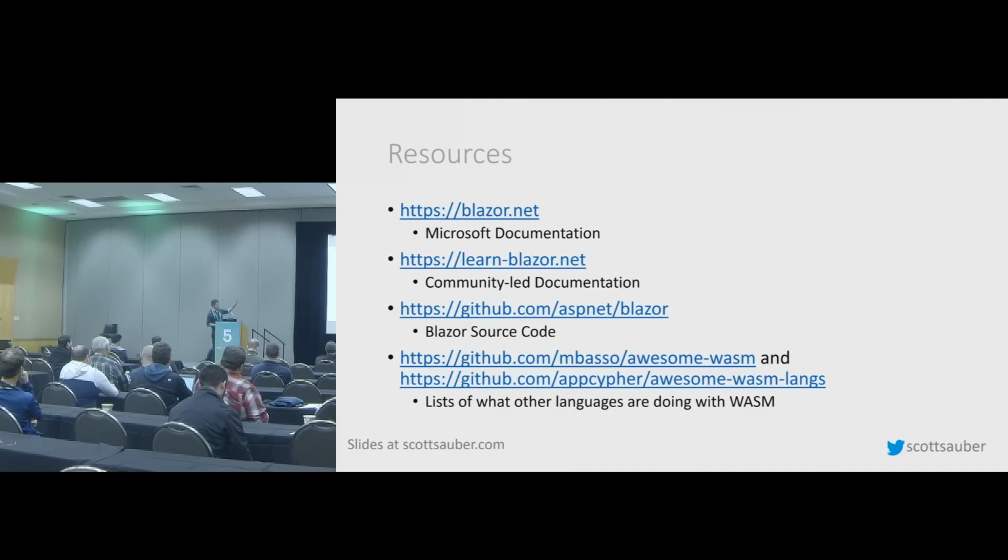There's also some community-led documentation, learn-blazor.net, which goes into even deeper scenarios. And since this is the new Microsoft, of course, the code is open source out on GitHub. And if you're interested in what other languages are doing with WebAssembly, those are two really good links that show you where Python is at, or where Java is at, and it tells you the Blazor equivalent of some of these other languages. So that's also cool to see.